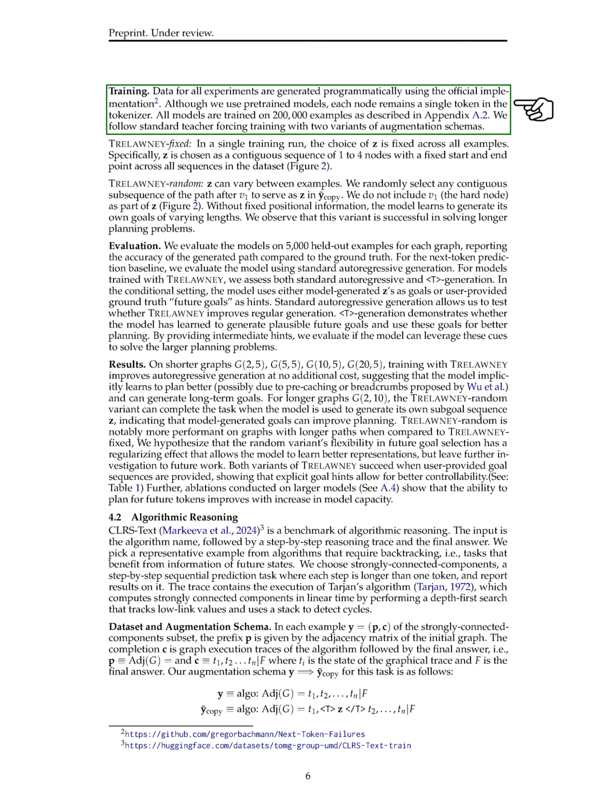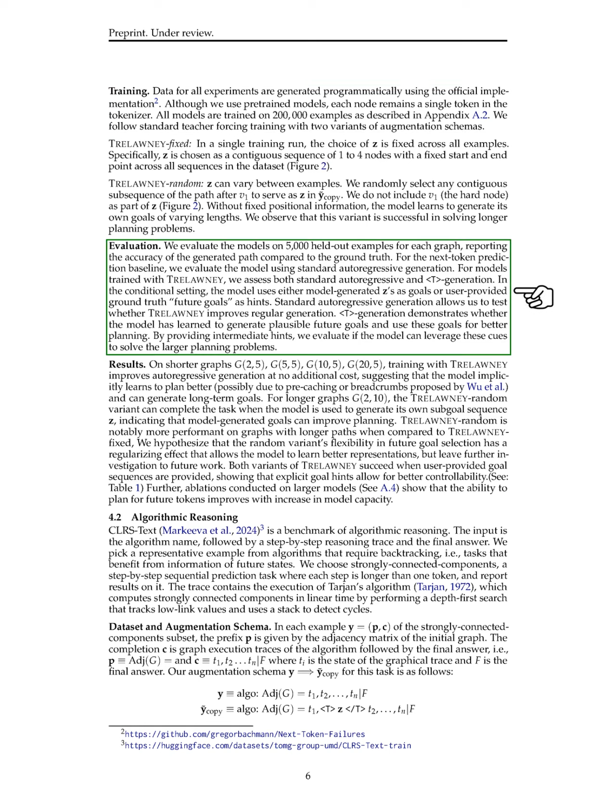We train on 200,000 examples using standard teacher forcing with two augmentation strategies: Trelawney fixed, where the subgoal is consistent across examples, and Trelawney random, where the subgoal varies randomly. We evaluate our models on 5,000 held-out examples, comparing the generated paths to the ground truth. For the baseline, we use standard autoregressive generation, while for Trelawney, we assess both standard generation and <t> generation. This allows us to see if Trelawney improves regular generation and if the model can generate plausible future goals for better planning.